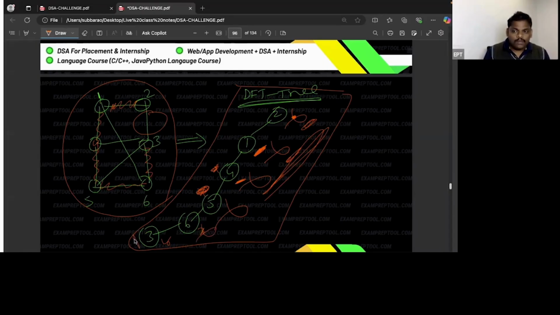Then what about the leaf? Everyone knows a leaf node cannot be an articulation point, because if you delete it, there is no problem at all. Try to understand. There is a reason for this. So I think I got to know that there is no articulation point.